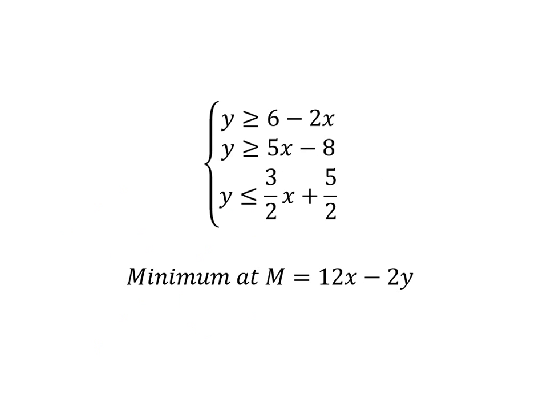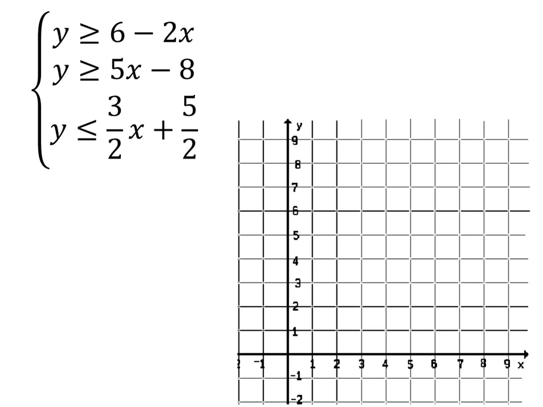Alright, so let's say we have this example. I've got these three functions, and I want to find the minimum for that location. So what I'm going to do is graph each of these. This one I'm going to do in red. So I start at 6, I go down 2 over 1, down 2 over 1, down 2 over 1, down 2 over 1. And it looks like I've got a line approximately there. And this one is being shaded above.